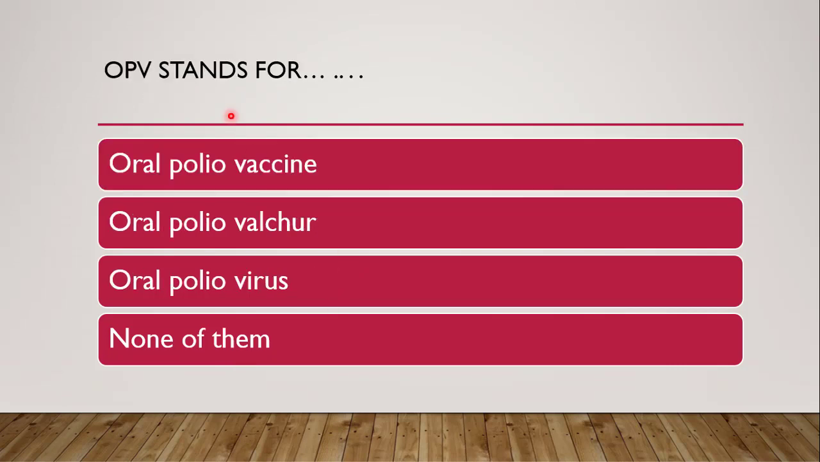Next question is, OPV stands for: whether it is oral polio vaccine, oral polio vulture, oral polio virus, or none of them. The correct answer is oral polio vaccine.